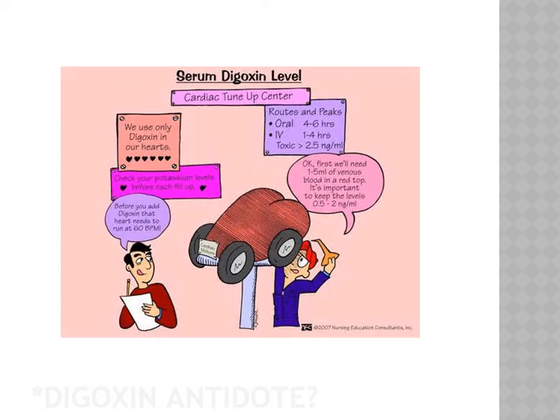Normal digoxin levels would be 0.5 to 2, and the antidote for digoxin toxicity is Digibind, and it does exactly what that name says it does. It binds the digoxin in order for it to be excreted out of the body. Some common side effects, or probably the most common side effect of digoxin or digoxin toxicity, would be seeing yellow halos. So the patient will complain of vision changes and visual disturbances, and they say that their vision has changed to see yellow halos.